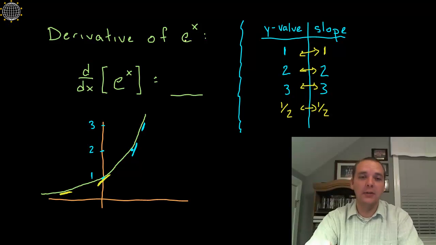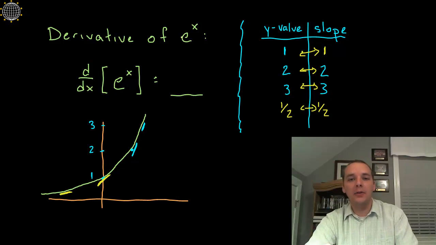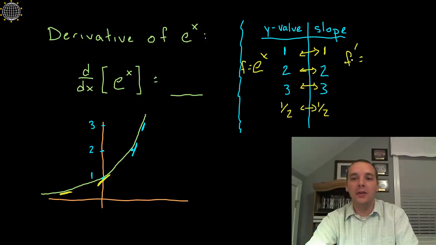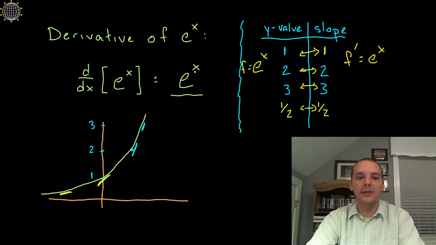This is a very rare function. This is one of the only functions that this happens for. So does this hint at what the derivative would be? Absolutely. The y values are coming from the function e to the x, but the slope, as we well know, comes from the derivative of the function. So if the original function is e to the x, and the derivatives match the original function, then the derivative must be e to the x. And so that's your exponential derivative rule. The derivative of e to the x, turns out, is e to the x. That makes it one of the best derivative rules to remember. It's very easy to remember because the derivative is itself.